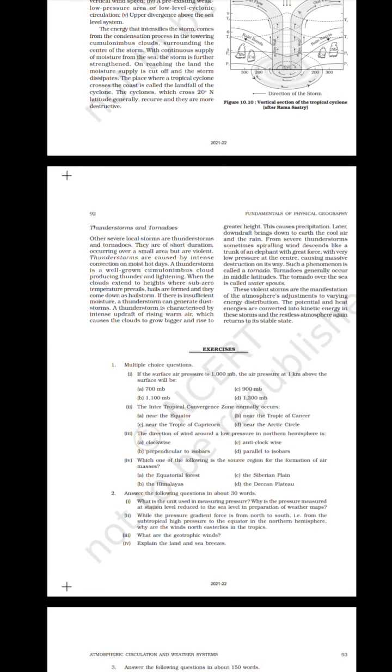Other several local storms are thunderstorms and tornadoes. They are of short duration, occurring over a small area but are violent. Thunderstorms are caused by intense convection on moist hot days. A thunderstorm is a well-grown cumulonimbus cloud producing thunder and lightning. When the clouds extend to heights where sub-zero temperature prevails, hails are formed and they come down as hailstorm. If there is insufficient moisture, a thunderstorm can generate dust storms.